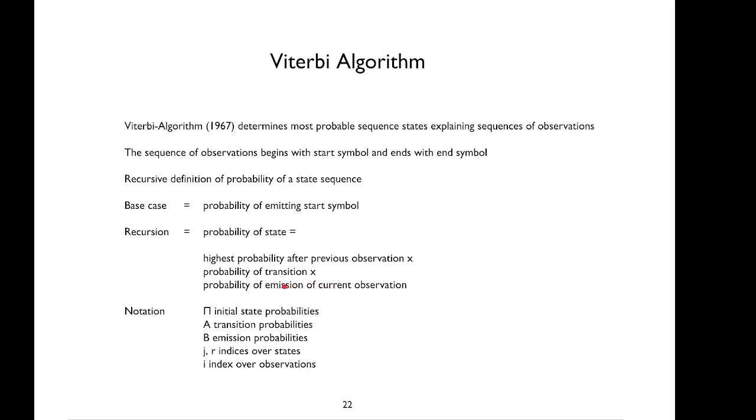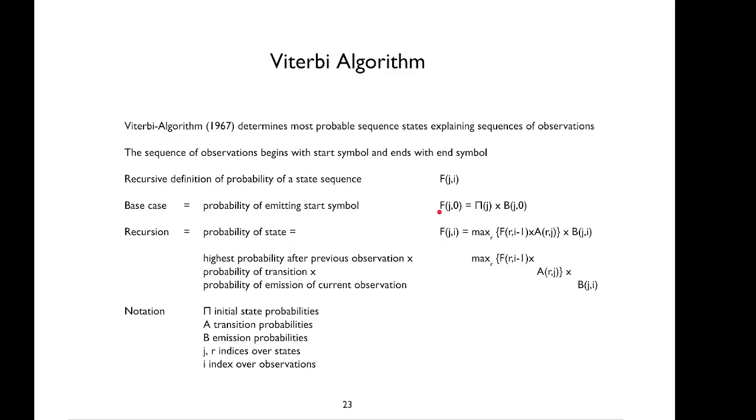Now let's turn this intuitive description of the formula into notation. We use an uppercase pi for the initial state probabilities, A for the transition probabilities, B for the emission probabilities, and the indices j and r range over states, and index i ranges over observations. And that's what we get. So what we want to compute overall is f_j(i), where i is an index for an observation. Ultimately, we want to have that probability for the last observation in our sequence, and j is the index of a state.